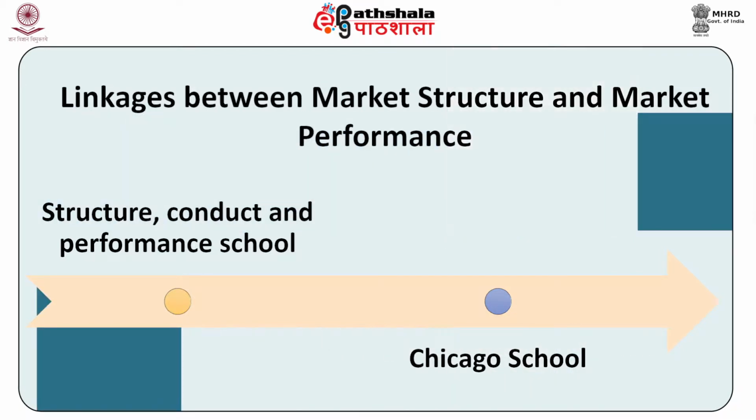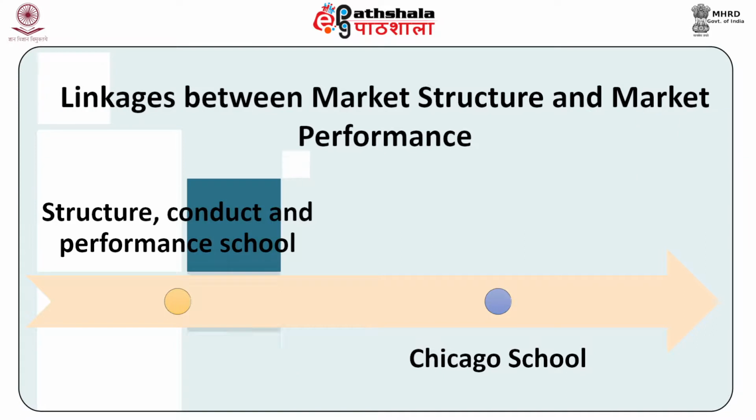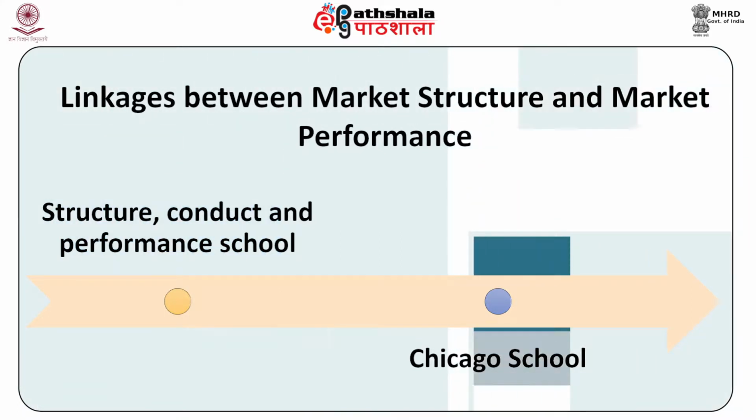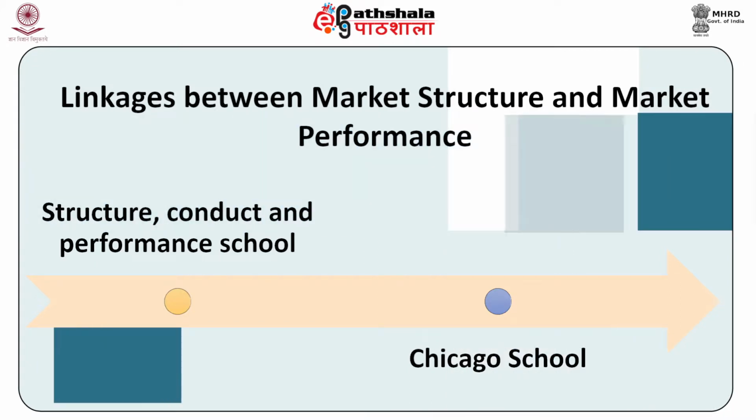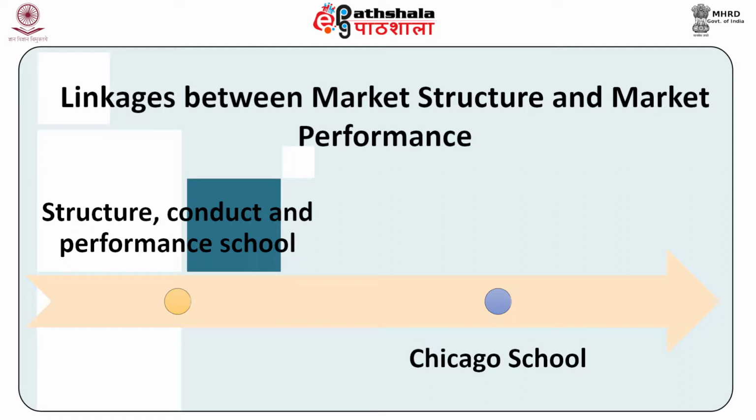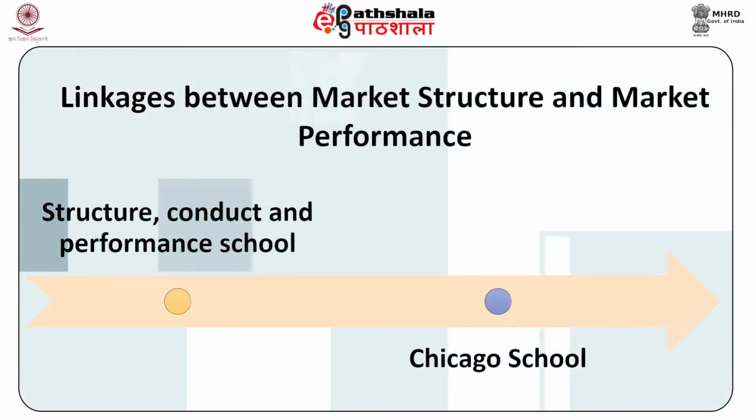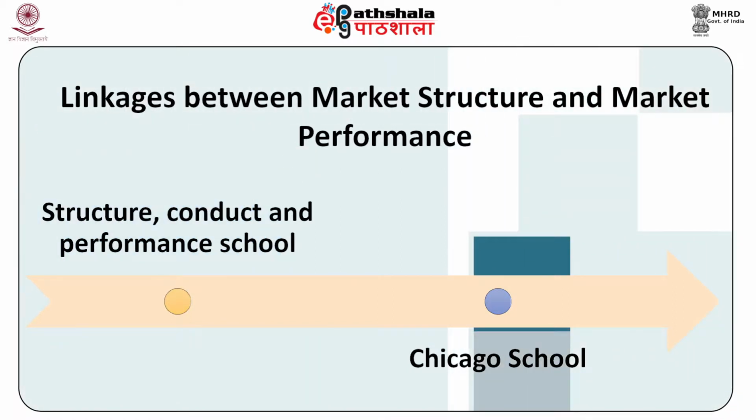The second one is the Chicago School. The Chicago School is a school of free market economics. Unlike Harvard University, from where the SCP paradigm originated, the foundations for competition analysis were based on the theoretical model of neoclassical theory rather than on empirical studies.